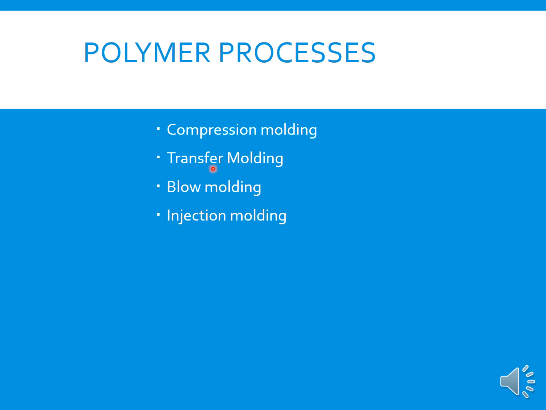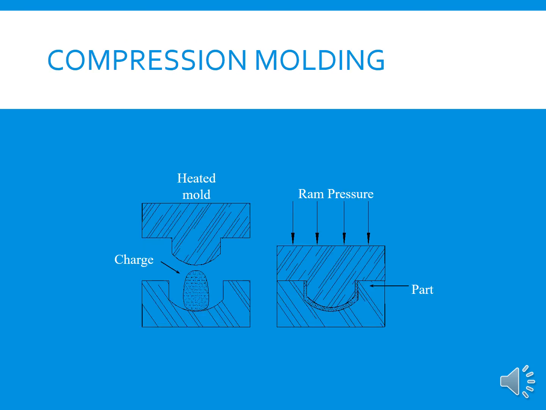Polymer process, we have compression molding, transfer molding, blow molding, and injection molding. Okay, the example, compression molding. Okay, this we have a heated mold. This will be heated, and then this charge, this material, we have the size of the material charge. Either this plastic or metal, we can use this method, and then we ram press to get this part.